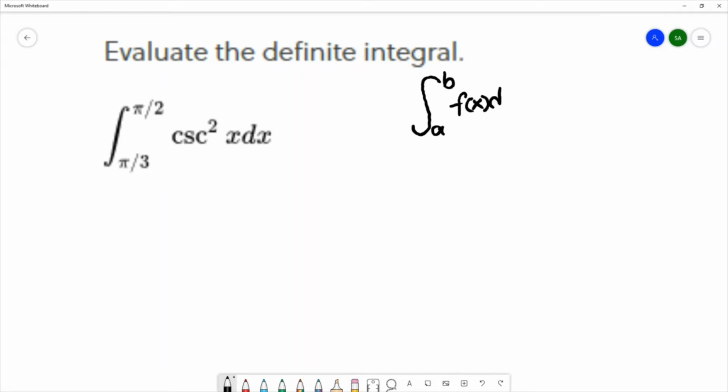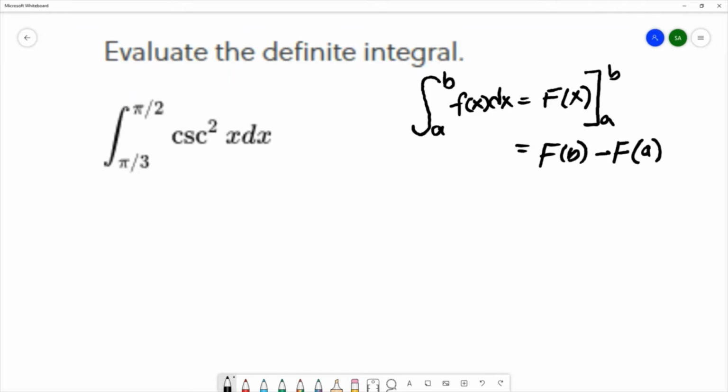x dx, then you can solve this definite integral by finding big F, that's the antiderivative of lowercase f, and then you're going to evaluate at the bounds. And the way you evaluate is by evaluating the upper bound and then subtracting the evaluation of the lower bound. So this is the fundamental theorem of calculus.